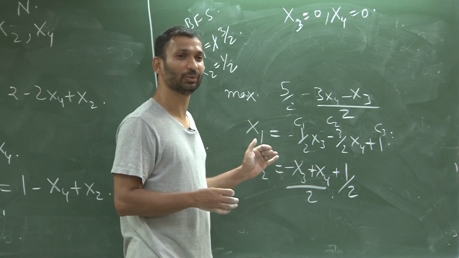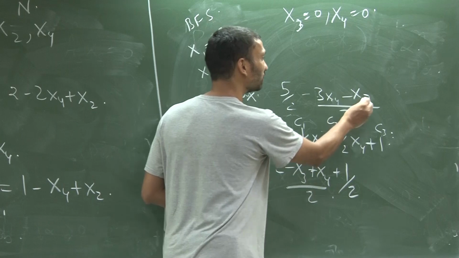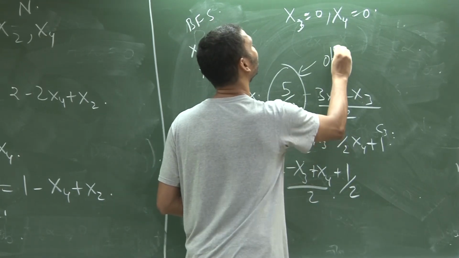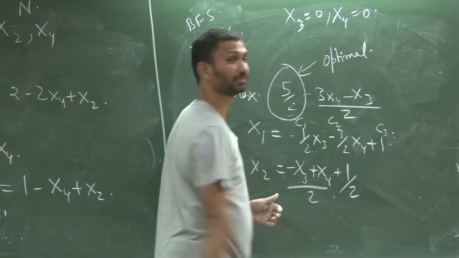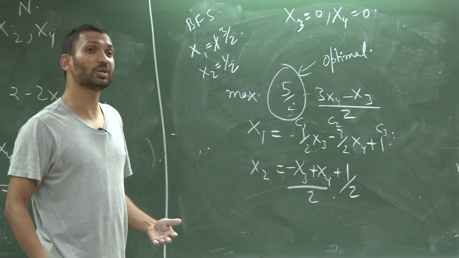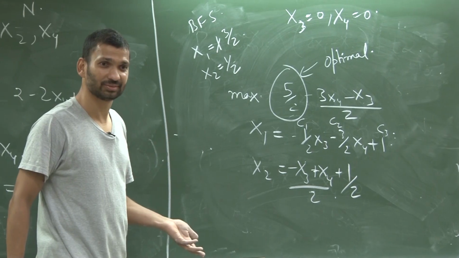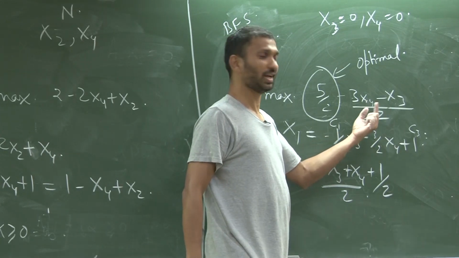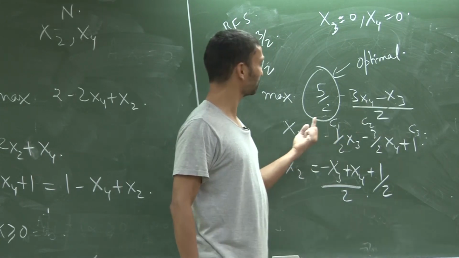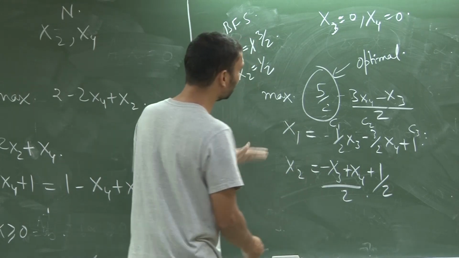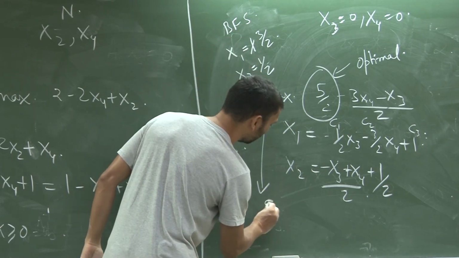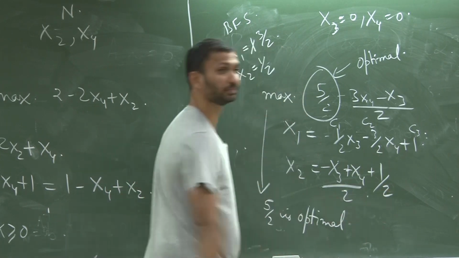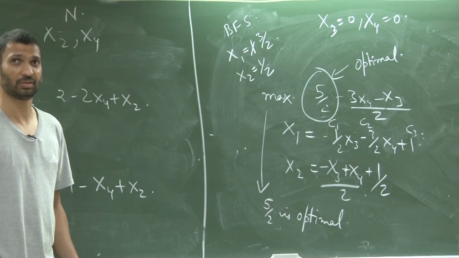optimal first, but what is the value? 5 by 2, because x4 is 0 and x3 is 0, right? So your optimal is written here. Cool. Now the question is, is that the best? And that is easy to see because x4 and x3 are 0. As soon as you increase it, it is going to go down. So now it is in the form where it is easy to see that 5 by 2 is right.